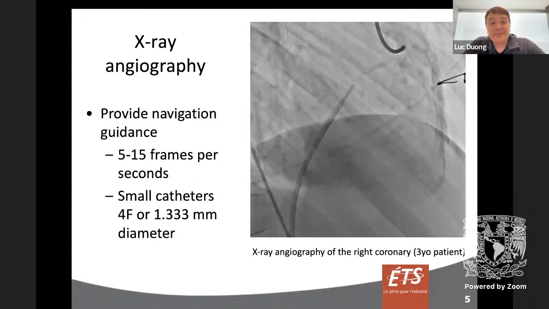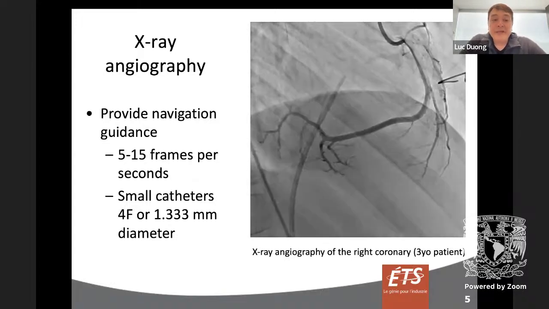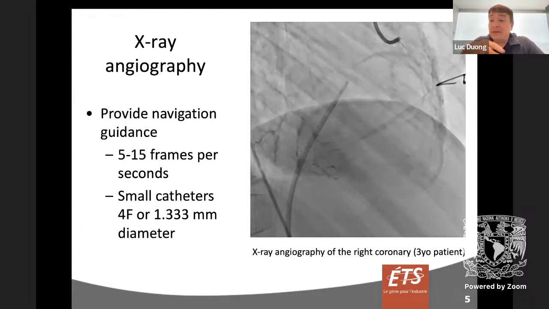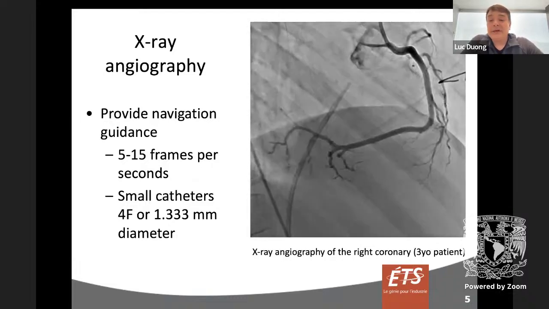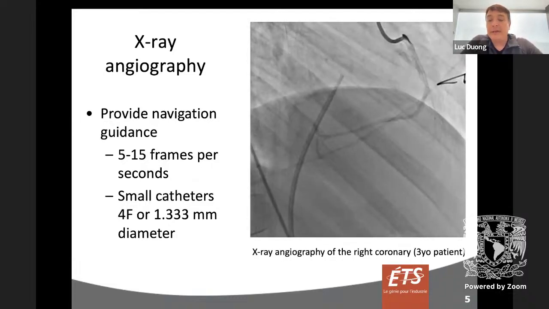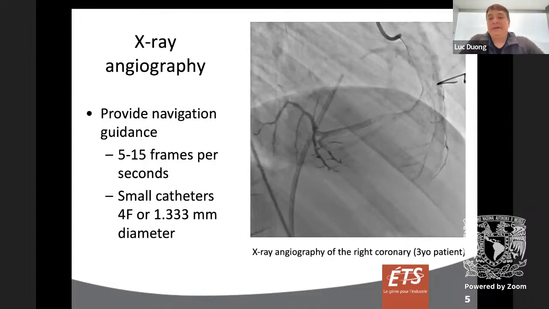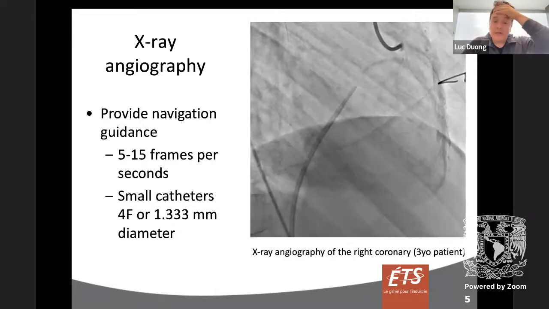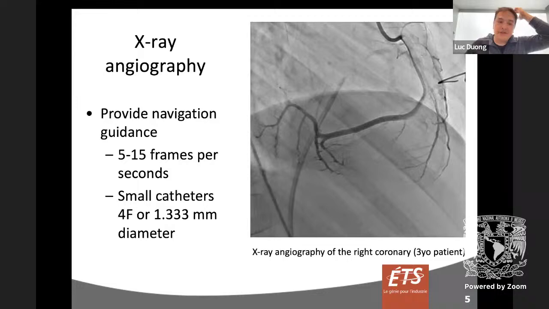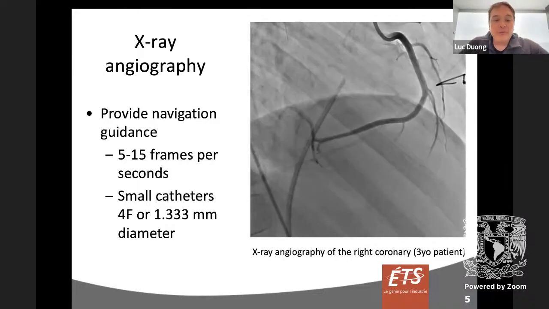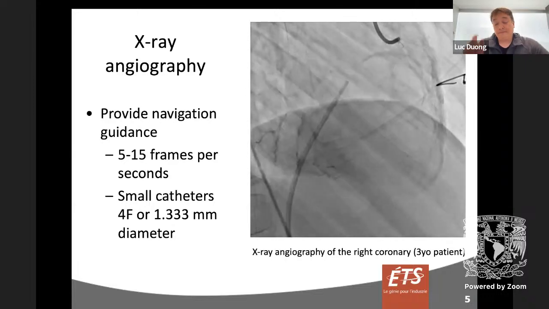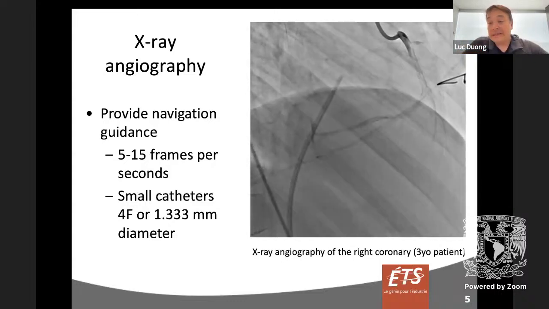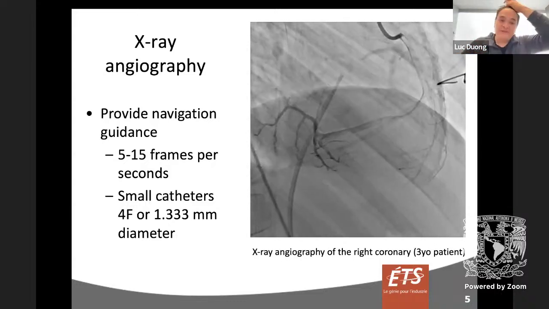So X-ray angiography, I explained a little bit before what it is. It provides navigation guidance. Usually you have 5 to 15 frames per second in terms of video. So you can see here the X-ray angiography of a right coronary of a 3-year-old patient. You can see the heart is moving quite fast. It uses also the smallest catheter possible. It's a 4 French catheter of 1.3 millimeter diameter. So that gives you an idea about the small size of the vessel that we're currently seeing on these images.